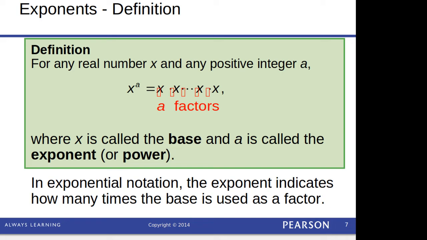What I want to do is write this definition a little bit better. So we look at it for any real number x and a positive integer a. So the power is only going to be an integer: 1, 2, 3, 4, -1, -2, -3, -4. It's not going to be a half. It's not going to be 2.18. Our exponents will be integers.